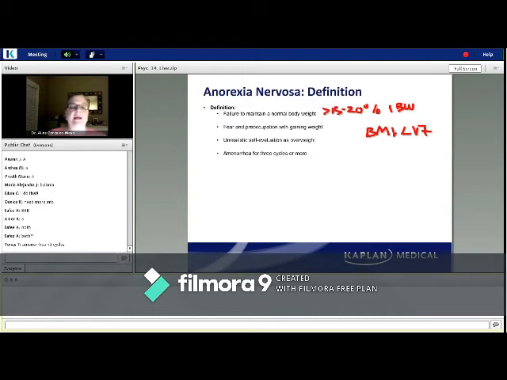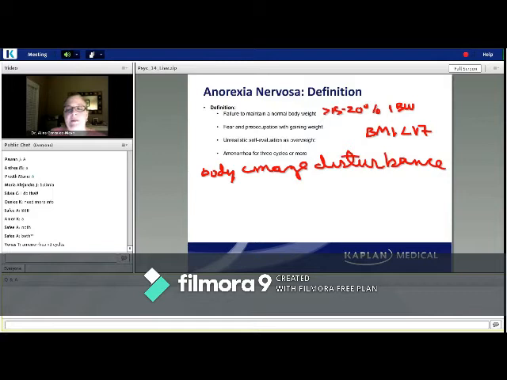You're worried about gaining weight. You have what's called body image disturbance. So body image disturbance is where you believe that you are overweight, but you are not. So you have a distorted sense of what you look like.